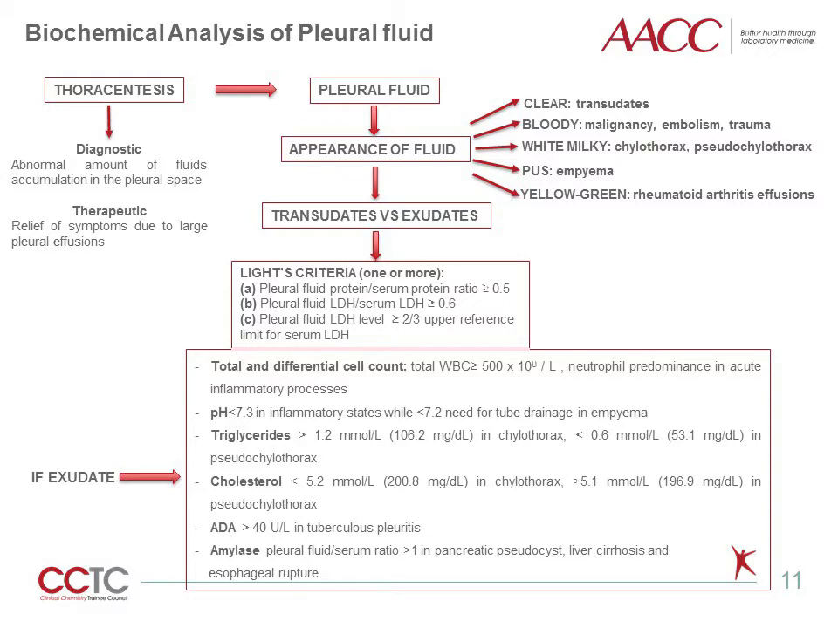Determination of triglycerides and cholesterol are useful in the diagnosis of chylothorax and pseudochylothorax. Elevated adenosine deaminase activity is a sensitive and specific marker for the diagnosis of tuberculous pleural effusions, with a sensitivity of 92% and a specificity of 90% at a cutoff point of 40 units per liter. Elevated pleural fluid amylase is found in patients with pancreatic diseases, liver cirrhosis, and esophageal rupture.